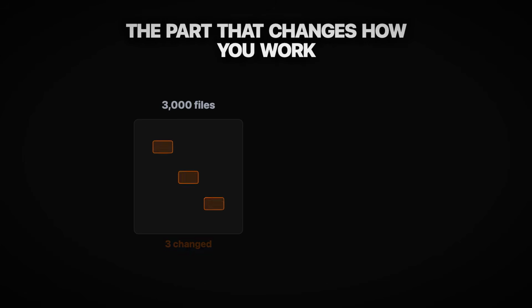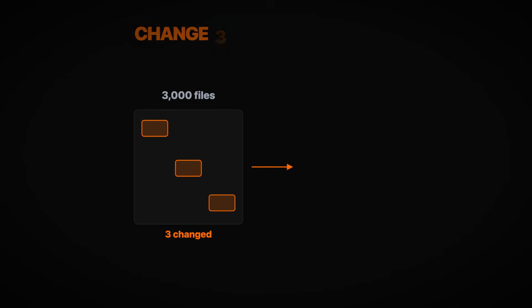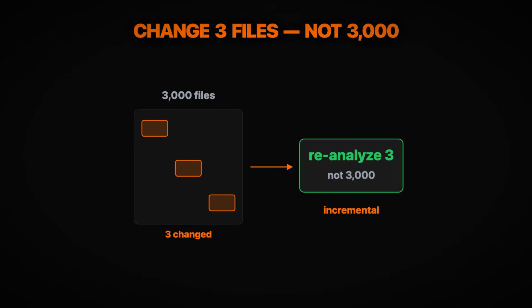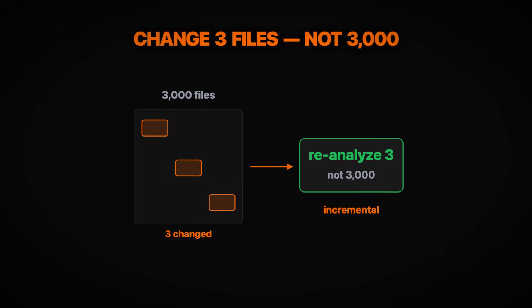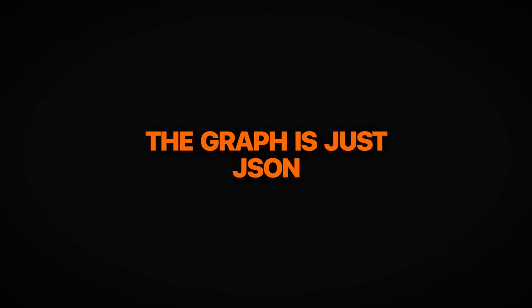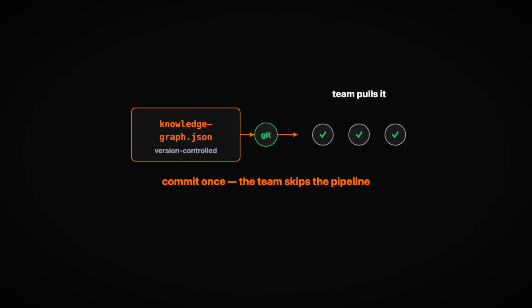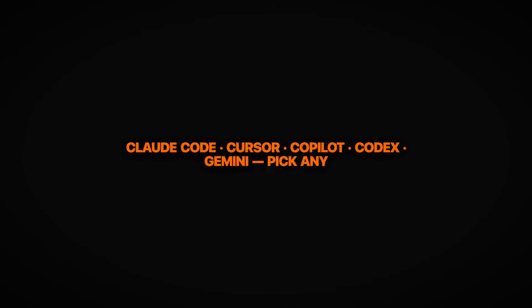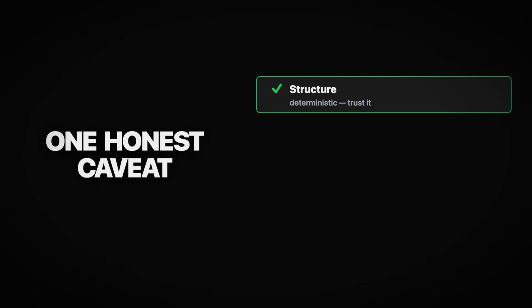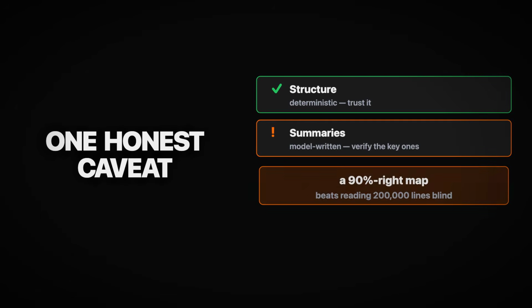But here's the part that actually changes how you work. It's incremental. Change 3 files, it reanalyzes 3, not 3,000, and the finished graph is just JSON. Commit it to your repo and your whole team skips the pipeline. The map becomes part of the code base, version controlled like everything else. And it's not married to one editor: Claude Code, Cursor, Copilot, Codex, Gemini. The graph is portable.